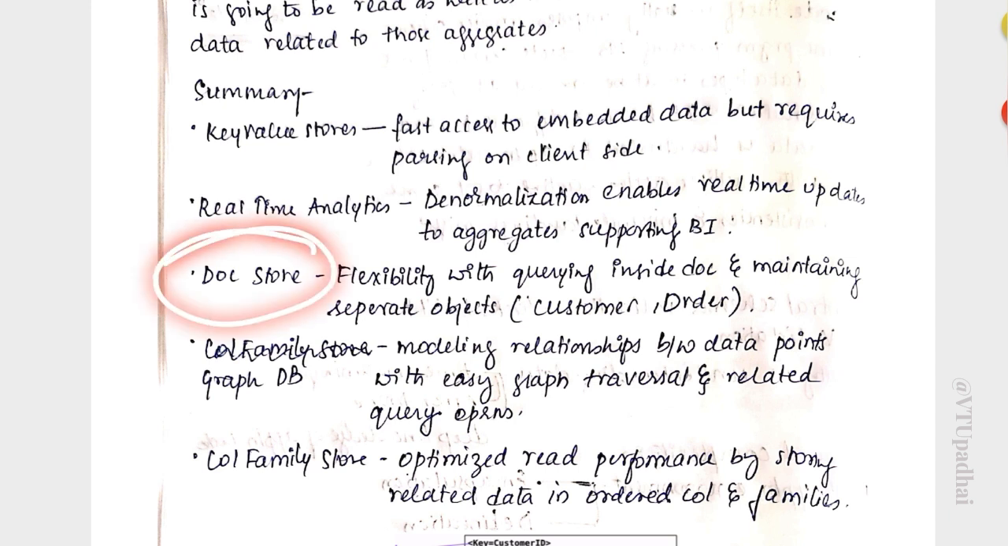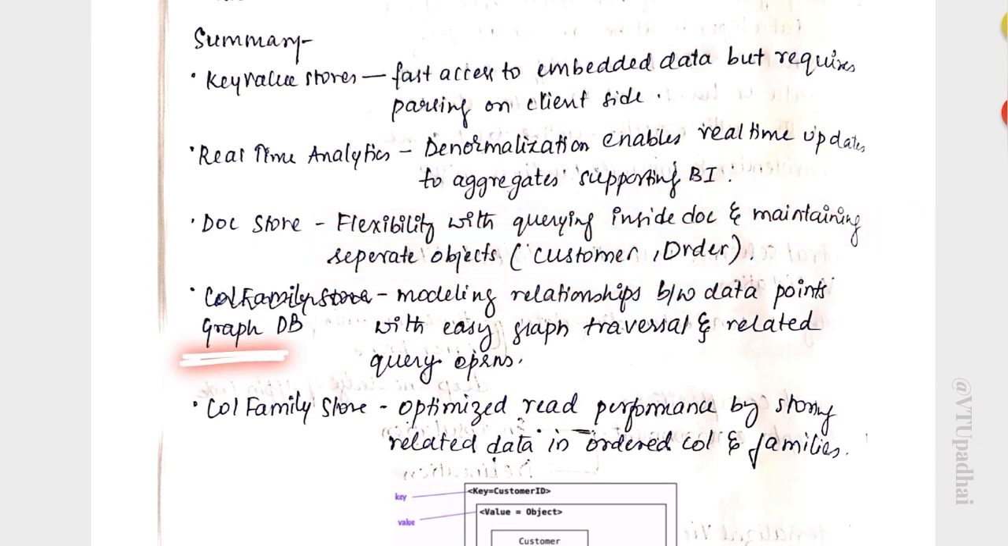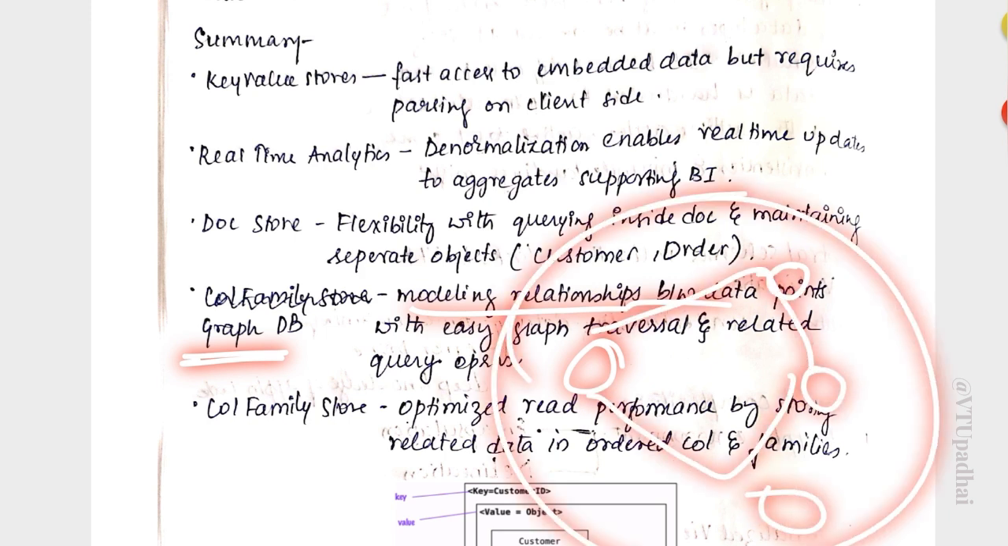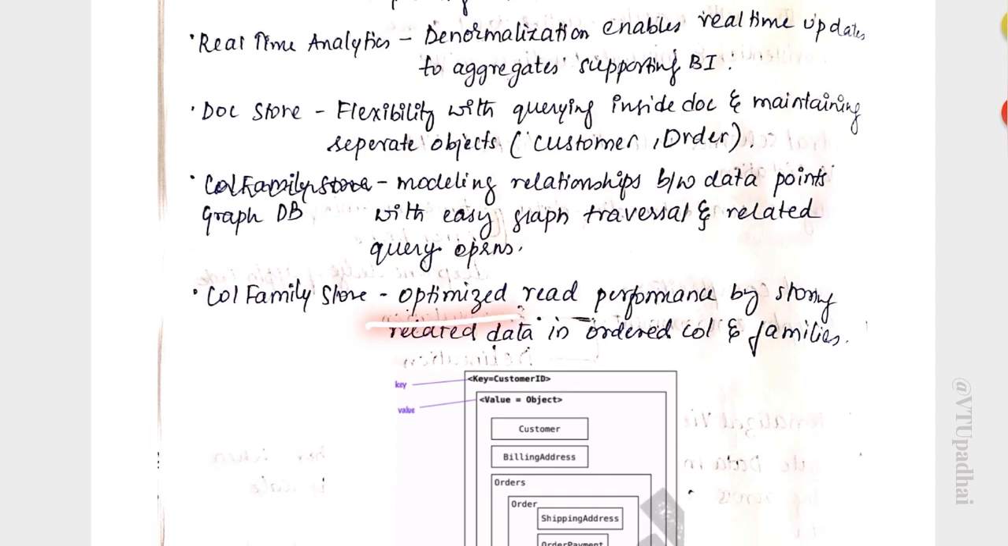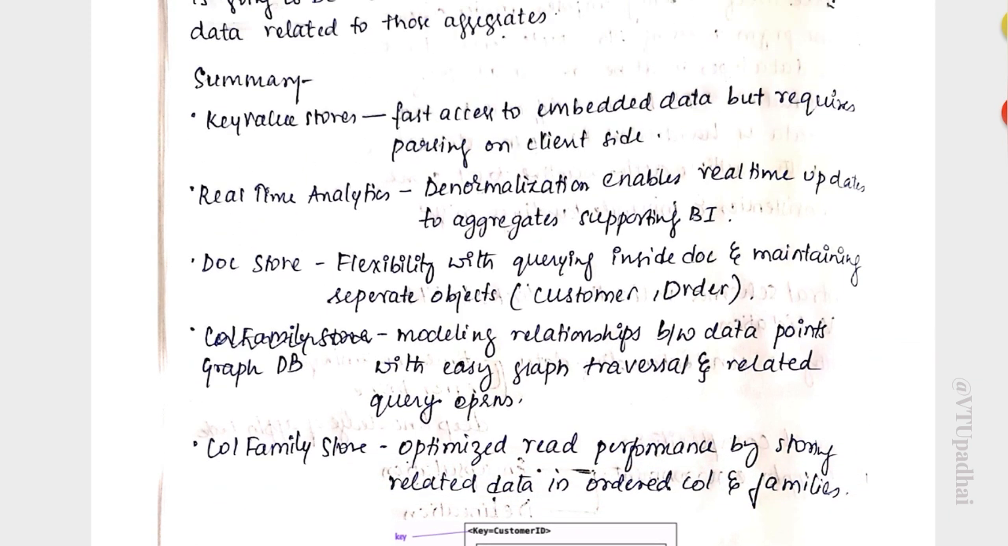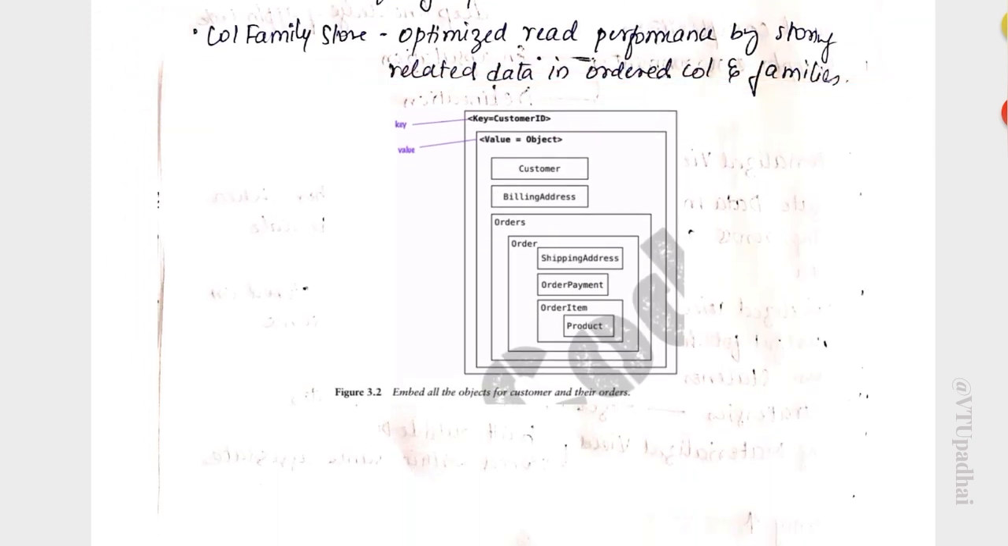Then we have document stores. Document stores will support flexibility with querying inside the document and maintaining separate objects, for example, maintaining separate objects for customer and order. Next, speaking about graph database, it models relationships between different data points, with easy traversal, and related query operations can happen here properly. Speaking about the column family, it optimizes read performance by storing related data in ordered columns and families. So for the given figures, this is the brief summary which I have given.